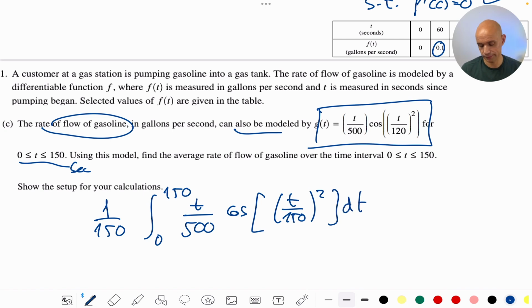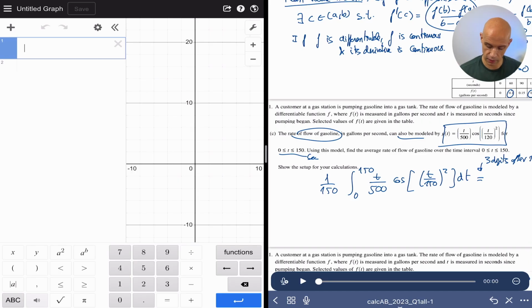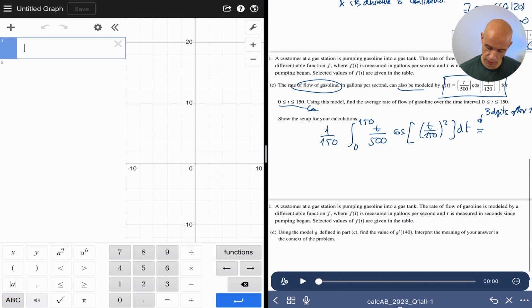Well, in this case, yes, we need a scientific calculator. Let's use Desmos to see how much it is. Remember, 3 digits after the period. That's what they ask you. Okay, so let's see what is Desmos. What do we have here? Let's write this function. What do we have to do with this function? We have to do this. Oh, and then compute the derivative later of this function.